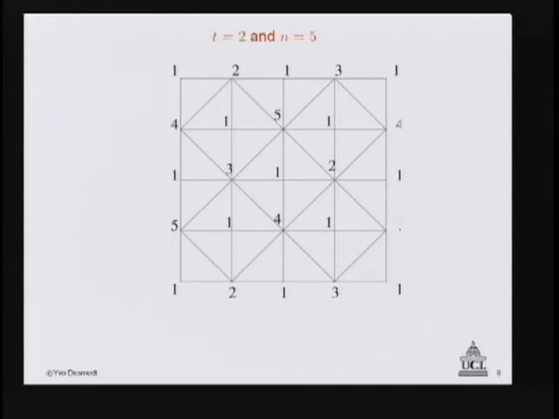The colors are not colors here. I just put them as numbers. And so I claim that any two colors that you choose, t is equal to 2, you will be able to go from the top to the bottom and from the left to the right.